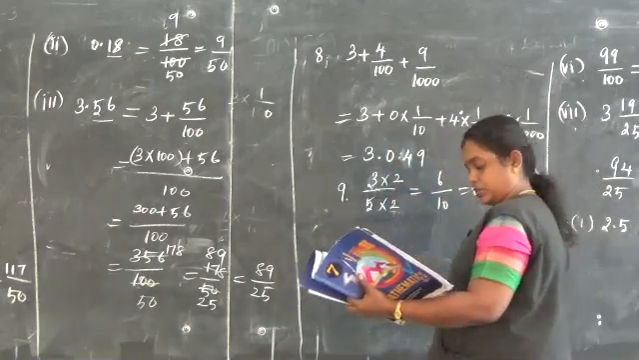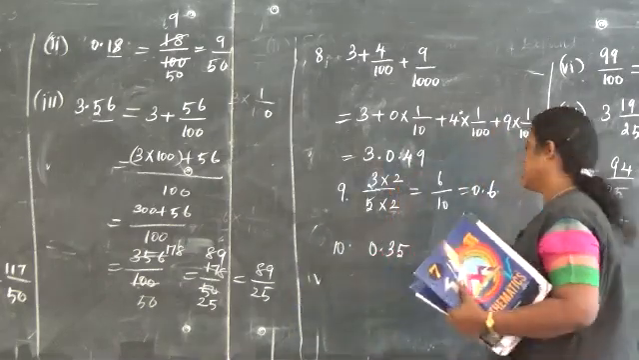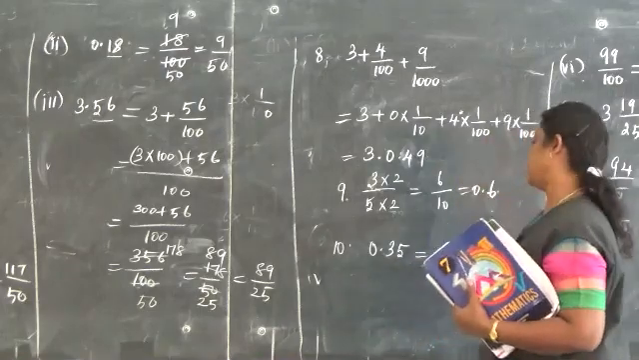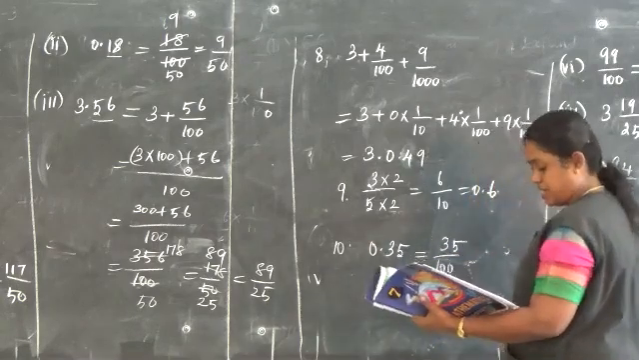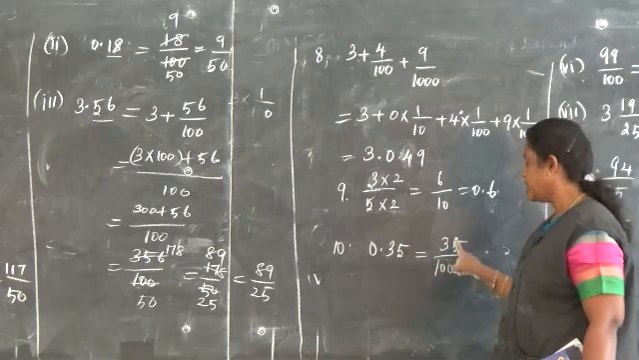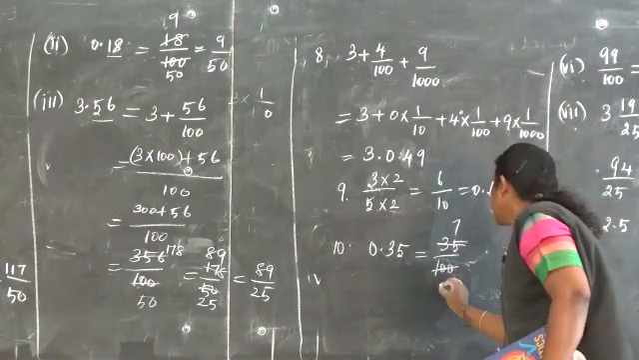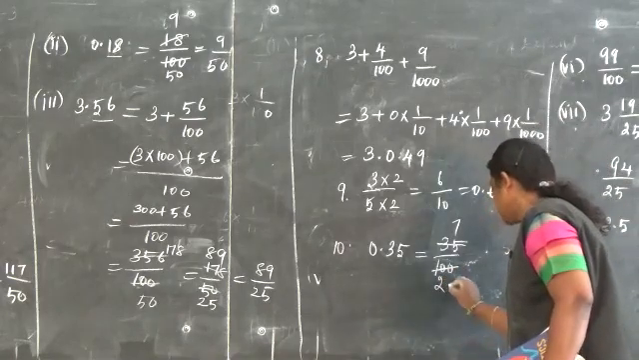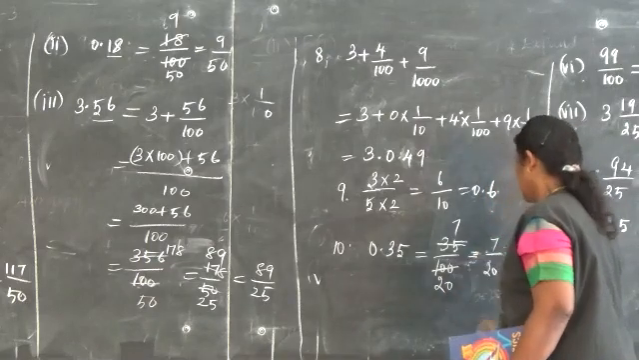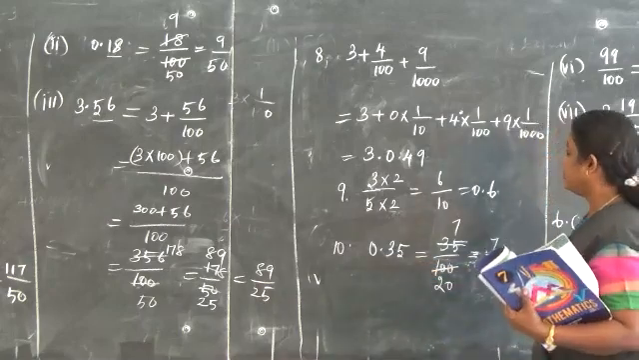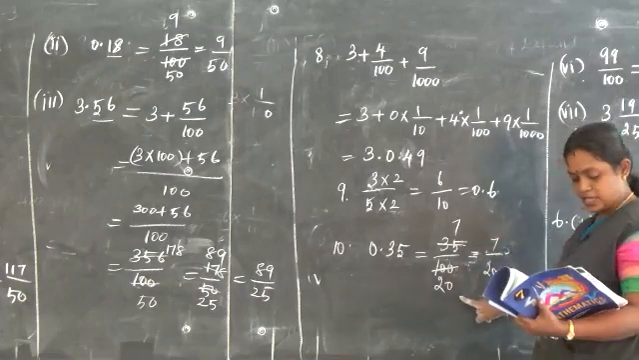Come to that 10th Roman, simplest form of 0.35. Here 2 decimal places were there. So 35 by 100. We can write it as 0.35, 35 by 100. If you are cancelling, 7 5's are 35. How many 5's are 100? 2 5's are 10, 0. So 7 by 20. What is the answer? 7 by 20. 0.35, we can write it as 35 by 100. Go for the cancellation method. If you are cancelling, 7 by 20 is the answer.